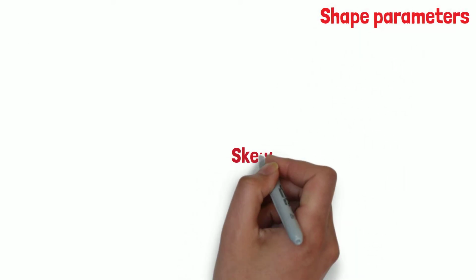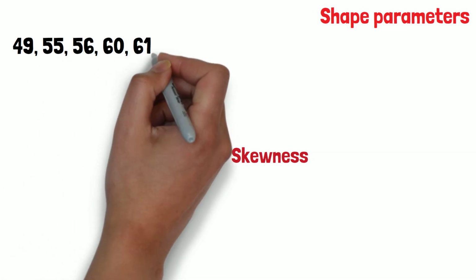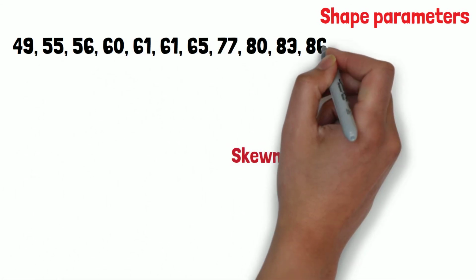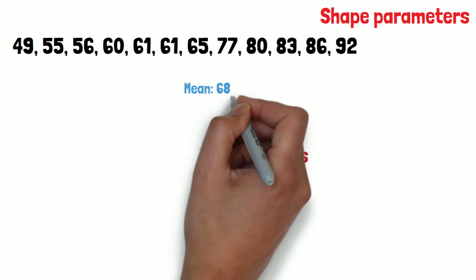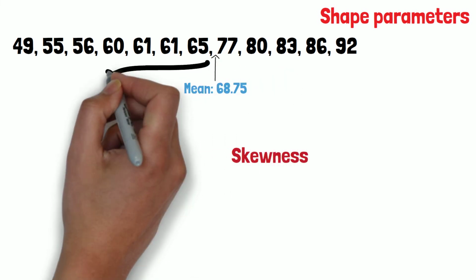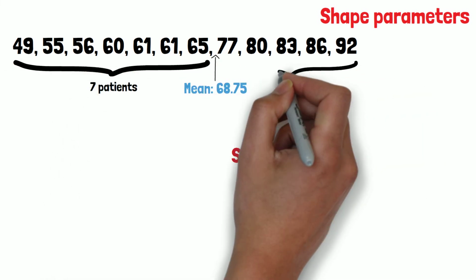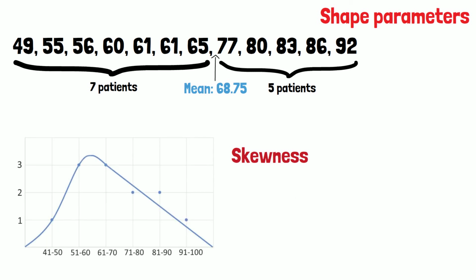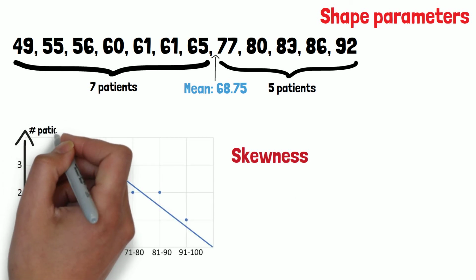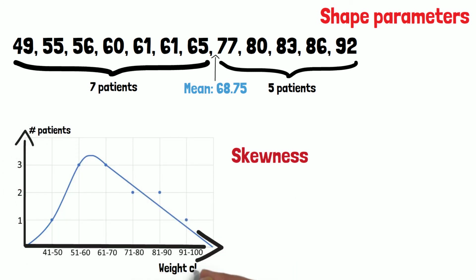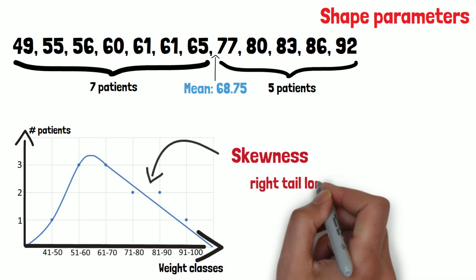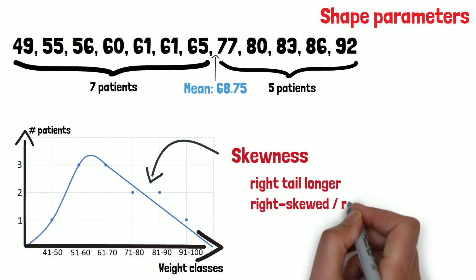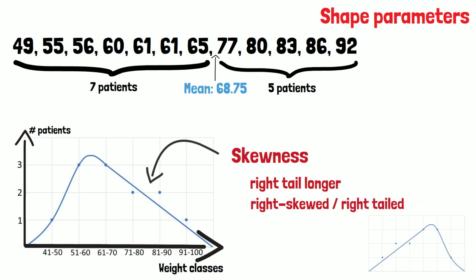This can be solved by looking at the shape parameters. The skewness of a distribution curve gives an indication of how similar the curve looks like to the left and right from the mean value. In our example, you can see that there are more patients who weigh less than the average person than there are patients that weigh more. The distribution is therefore shifted towards the left. The right tail of the distribution curve is longer, which is why it is called right skewed or right tailed. Of course, this can occur for the left side as well.